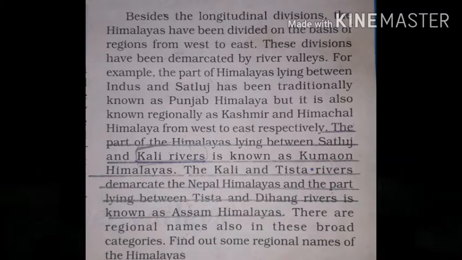The part of the Himalaya lying between the Satluj and Kali rivers is known as the Kumaon Himalaya. The Kali and the Tista rivers demarcate the Nepal Himalaya, and the part lying between the Tista and Dihang rivers is known as the Assam Himalaya. We know these different places by different names because of their location. These are regional names within these broad categories.